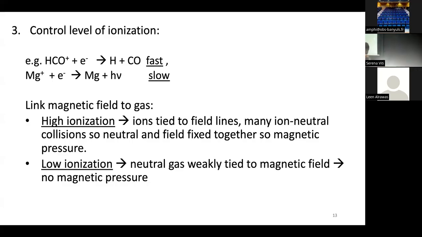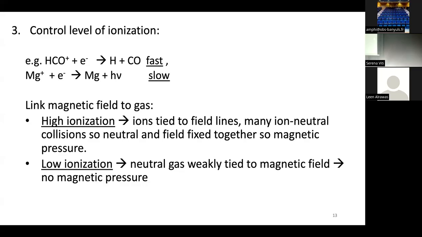And the third one is because they control the level of ionization in a gas. And this is just a quick example here. These are two chemical reactions. One is with a molecule, an ion HCO+, and one is with magnesium, an atom. And this reaction here, which essentially gets rid of the ion, is fast, and this reaction here is slow.